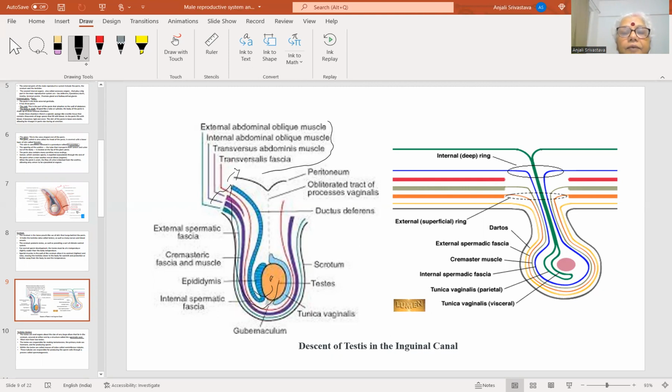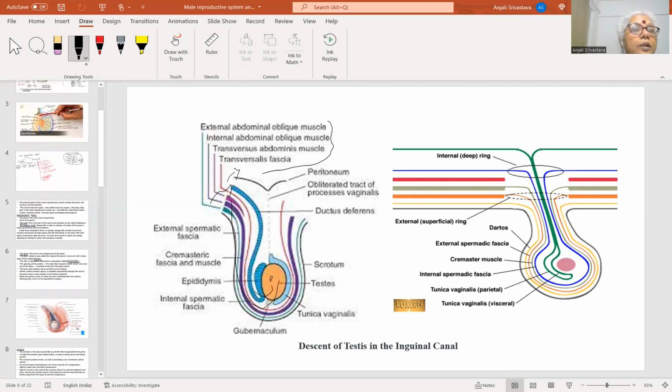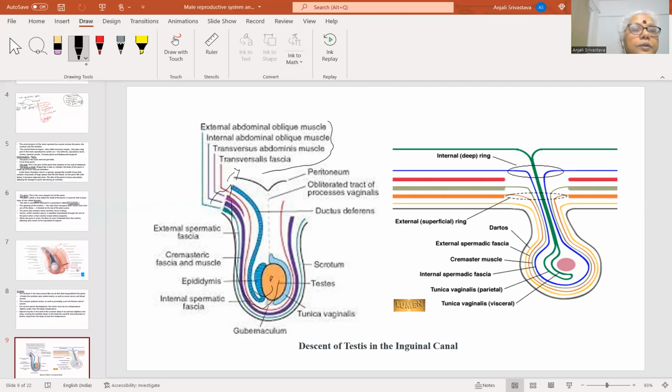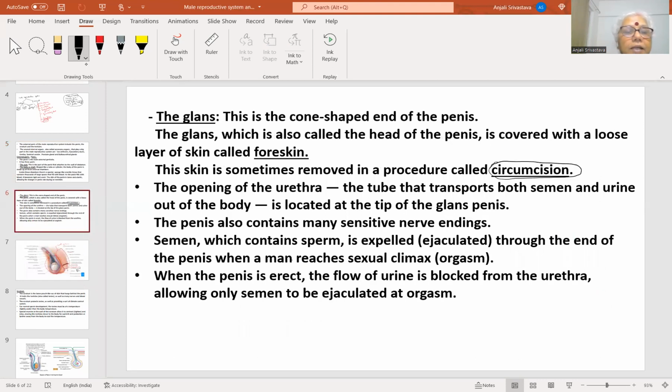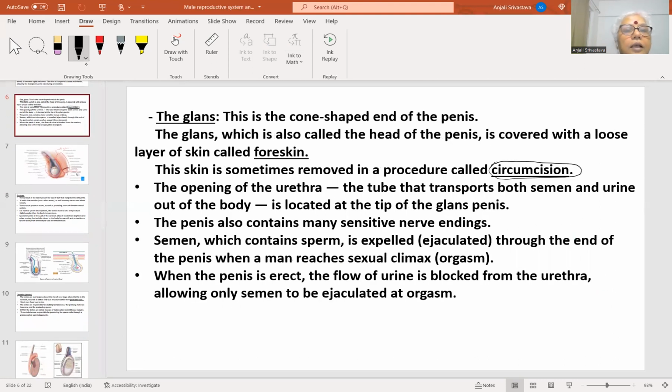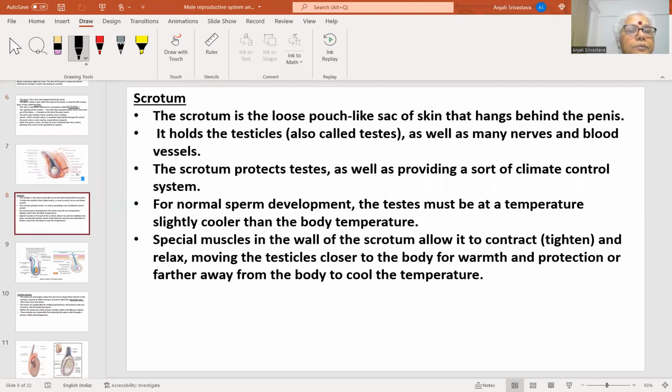And when these muscles are relaxed, then this testicular sac is again shifted to the scrotum. So we were looking into the external parts. These are the external parts. Then comes another external part, the scrotum. Scrotum, you have seen, it is the skin.